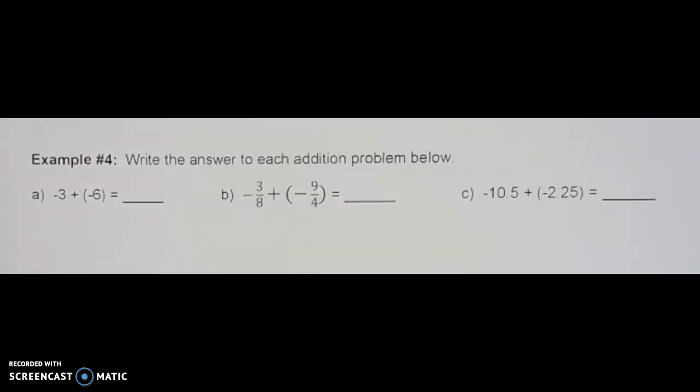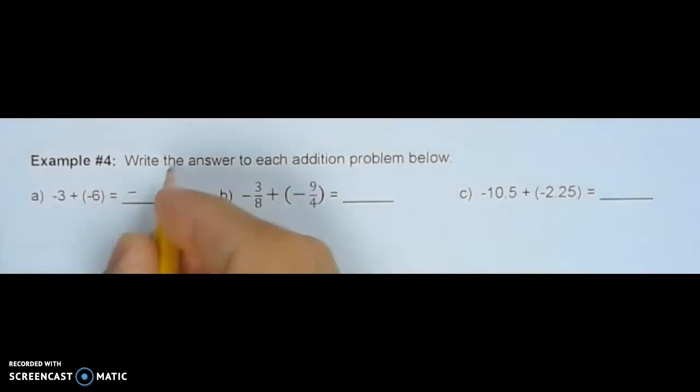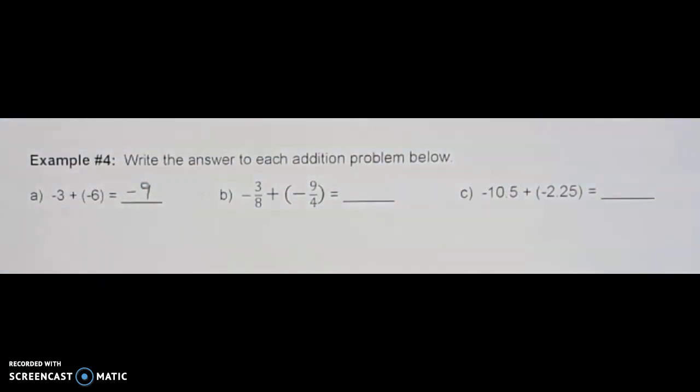We just learned that if you add two negative numbers together, all you have to do is count the total number of negatives that you have. So in example 4, we're going to write the answer to each addition problem below. Each problem shows the addition of two negative numbers. In letter A, we have negative 3 plus negative 6. Negatives and negatives make more negatives, and 3 plus 6 is 9. So negative 3 plus negative 6 is negative 9.